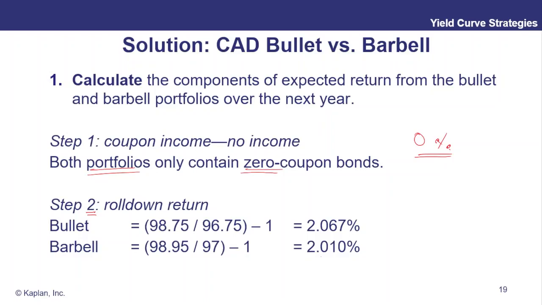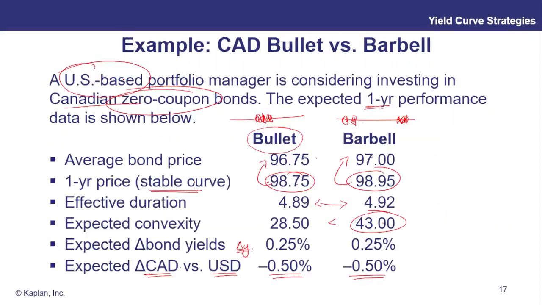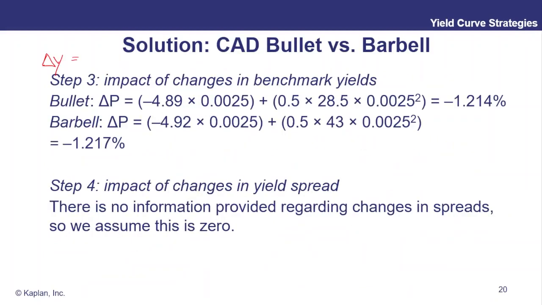Now, step 3, we are assuming that there is a change in yield, a shift, and the shift is, you might remember, 25 basis points positive. That's going to have a negative impact on prices. So delta y is 0.25% divided by 100 to decimalize it, which of course is 0.0025, and that's what goes into our duration and convexity adjustment formula.